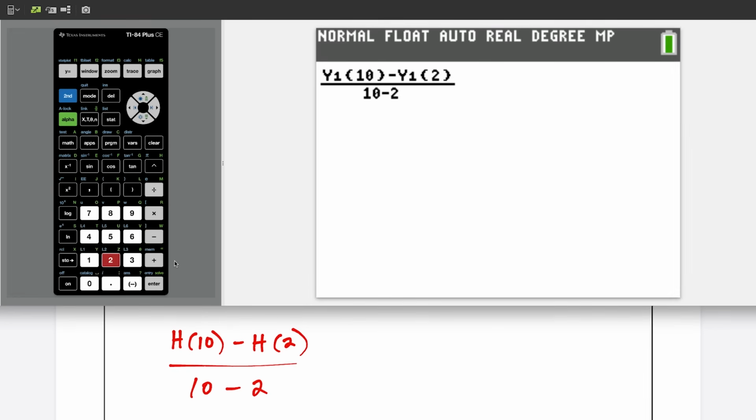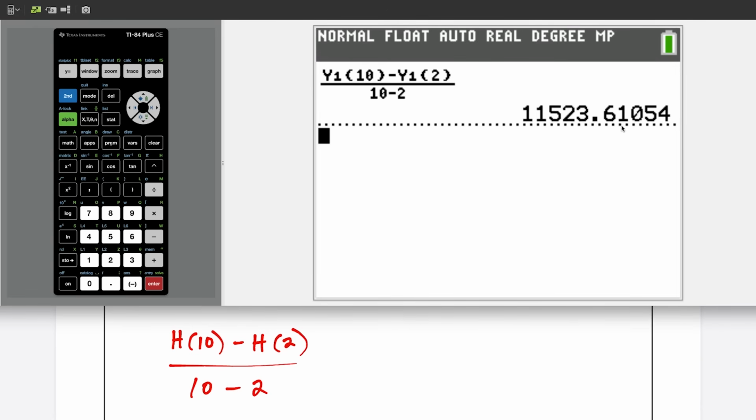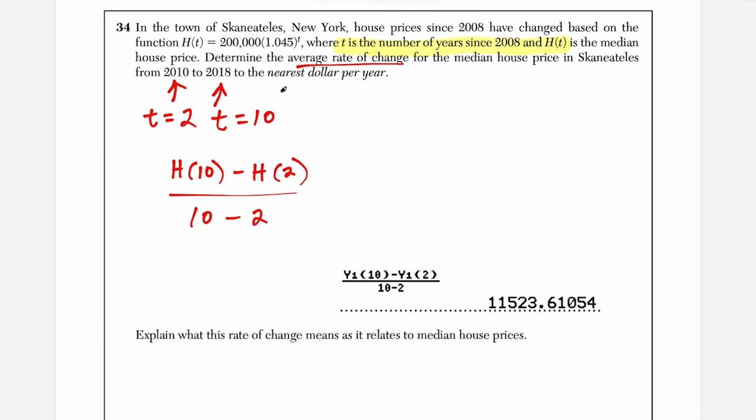We'll pretend we don't know 10 minus 2 is 8. We press enter, and it gives us the value that we need. Now, they told us to round to the nearest dollar per year. So we go to the ones place, and to the right is a 6. So we're going to round this up to 11,524.